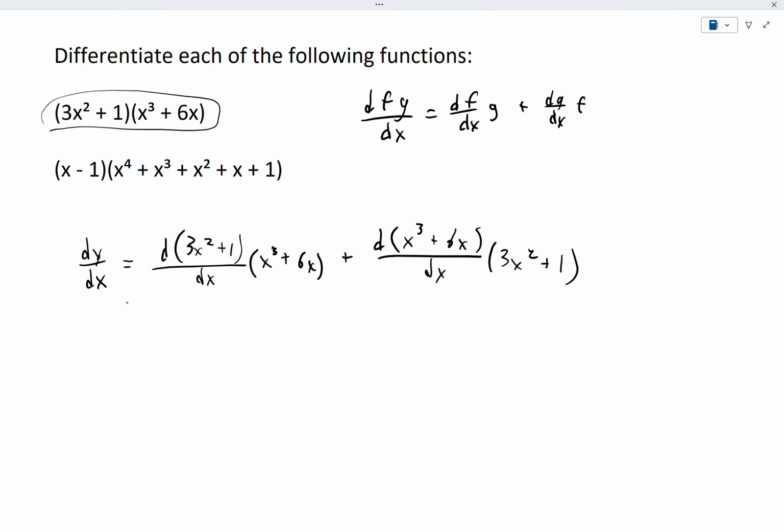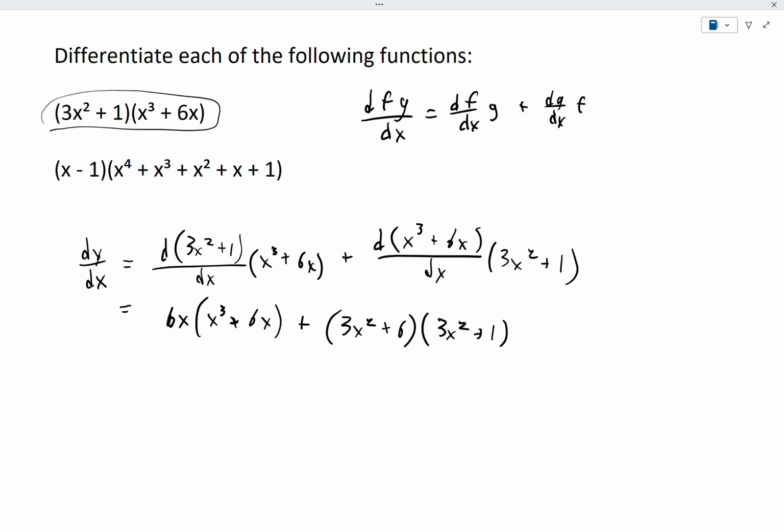Now we just actually take our derivatives. So we end up with, using the power rule right here, pull the power out front, one smaller on the power, we end up with 6x, derivative of constant is nothing, times x to the third plus 6x. For our second term over here, take the derivative of this. We're using the power rule once here and once here. So I get 3x squared plus 6 times 3x squared plus 1.